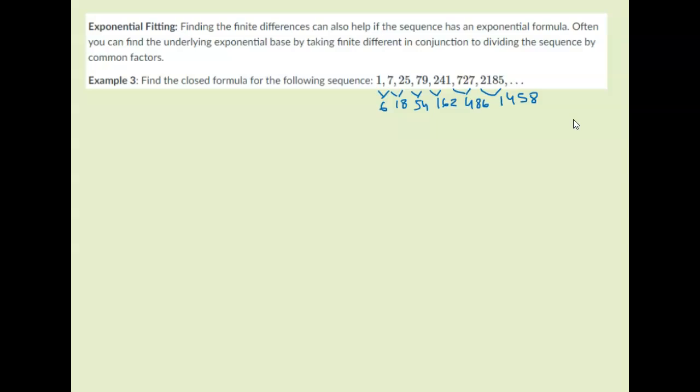Okay, so I'm going to do that, divide everything by 6. So we get 1, 3, 9, 27, 81, and 243. Good, and now you can see that this is exponential, right? This has a common ratio of 3, because you're multiplying by 3 to get to the next term. It's powers of 3. Okay, good, so that gives you a start.